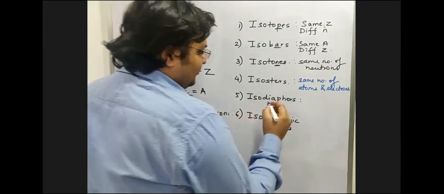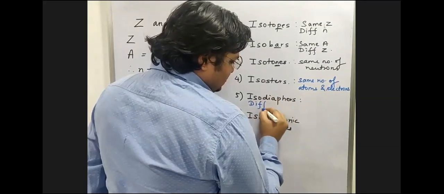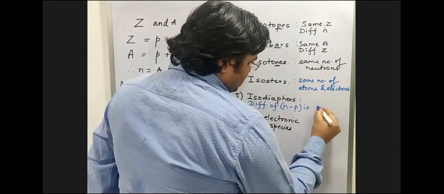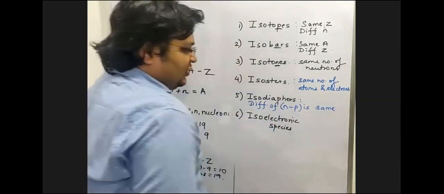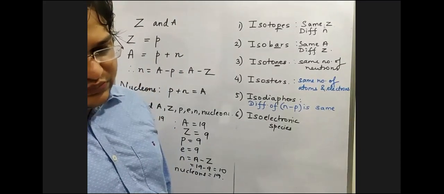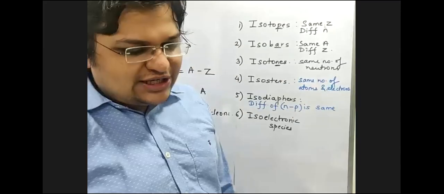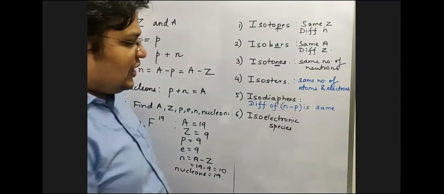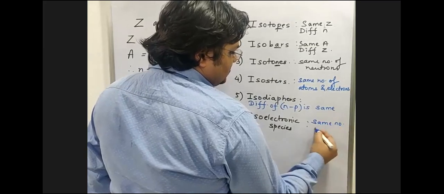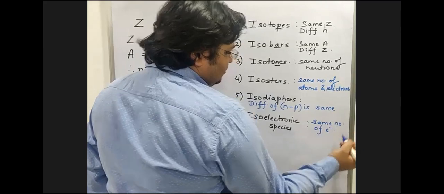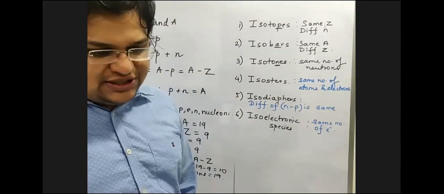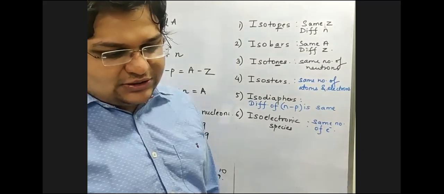Isodiaphers: difference of neutrons and protons is the same. Isoelectronic species: same number of electrons.